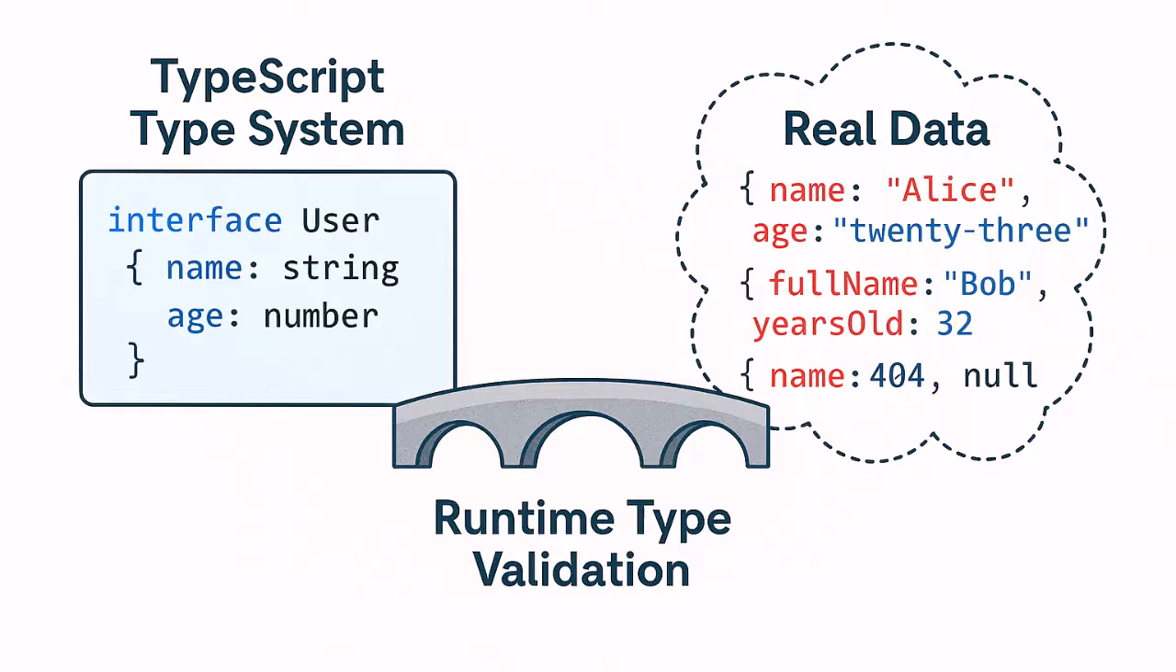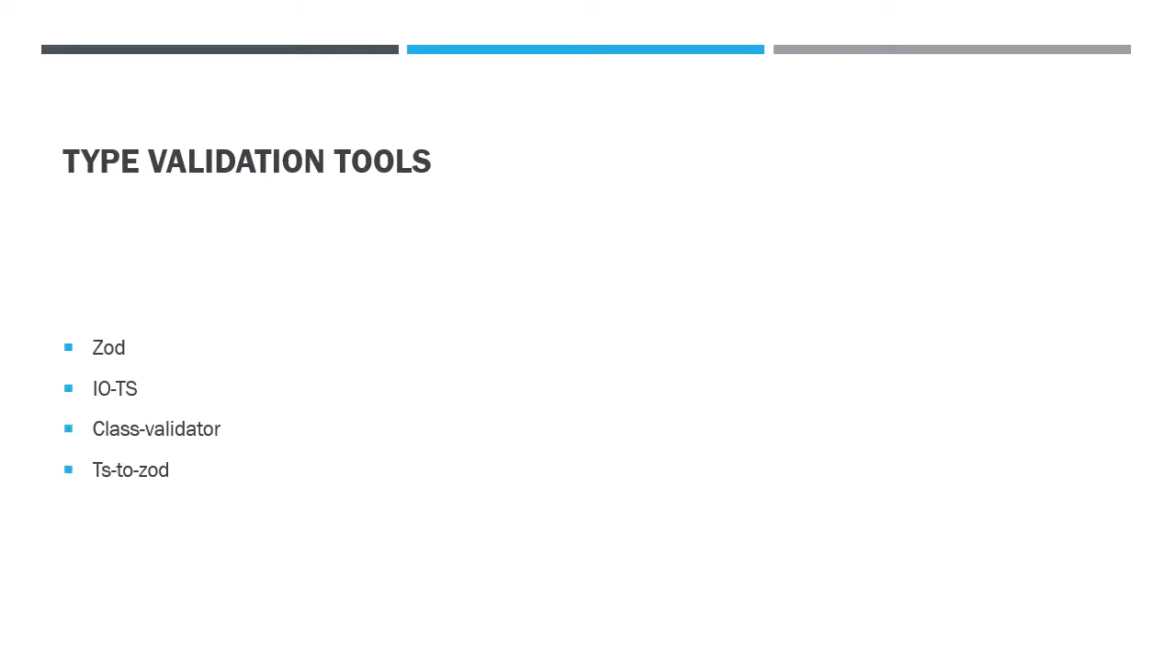It bridges the gap between TypeScript's type system and the unpredictable world of real data, from APIs, user input, databases, you name it. So, what are your options? There's Zod, io-ts, Class Validator, and in my last video, we explored ts-to-zod, a neat way to sync TypeScript types with Zod schemas. But all of these, even ts-to-zod, still require writing or transforming schemas.